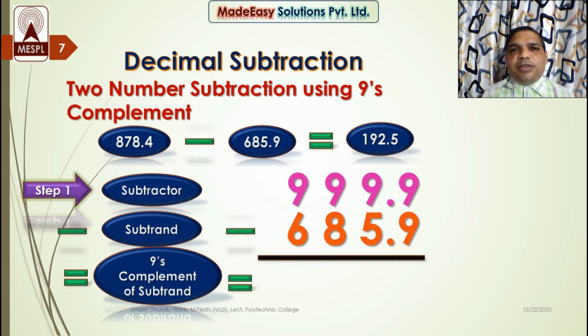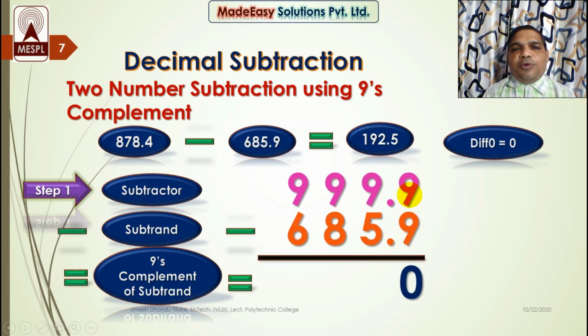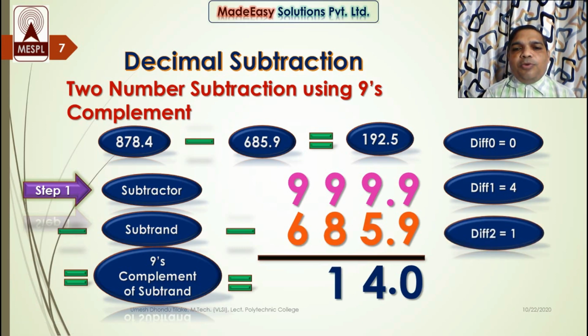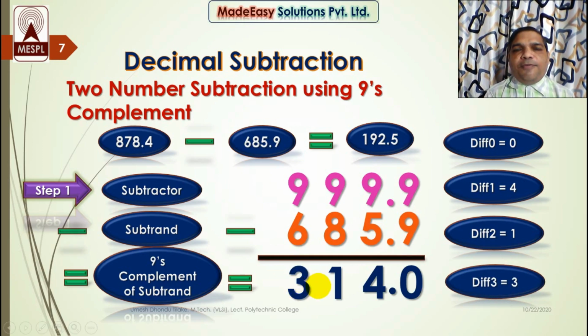Now start subtraction as usual from LSDs. So here these are the LSDs, fractional digits. So 9 subtracted from 9, I will get the difference as a 0. I will put it over here. Now subtract 5 from 9, I will get 4 as a difference over here. Now subtract 8 from 9, I will get the difference 1, and I will put it over here. Now finally subtract the MSDs, that is 6 subtracted from 9, I will get the difference 3, and I will put it over here. So 314.0 is the 9's complement of 685.9.